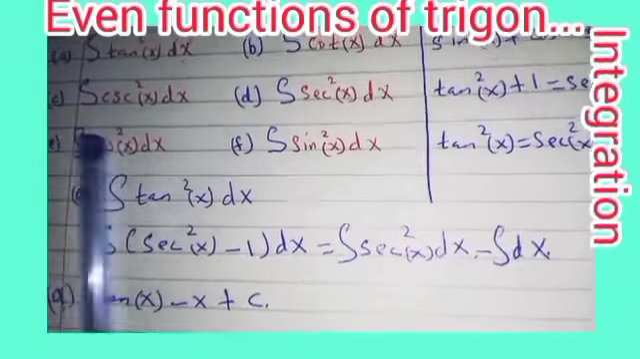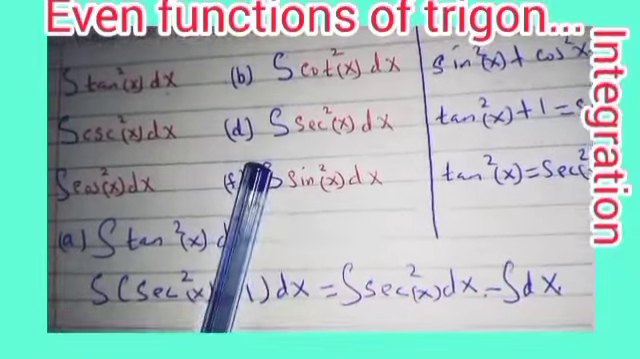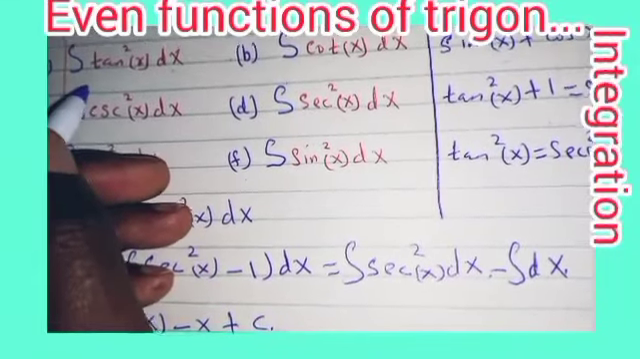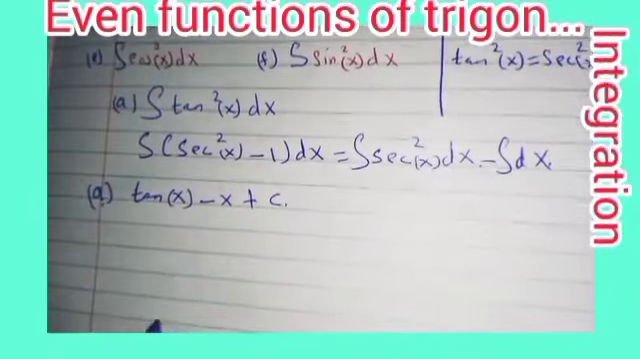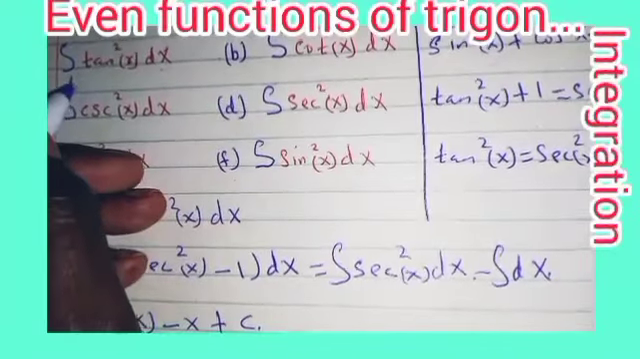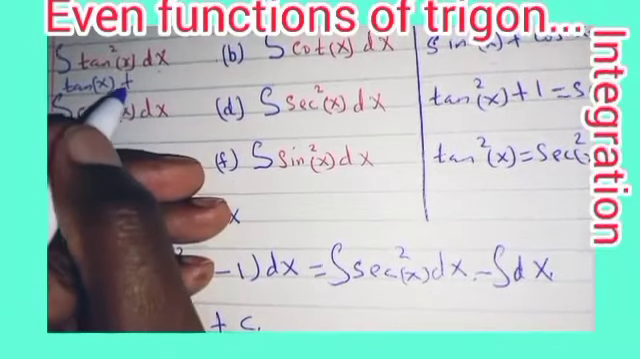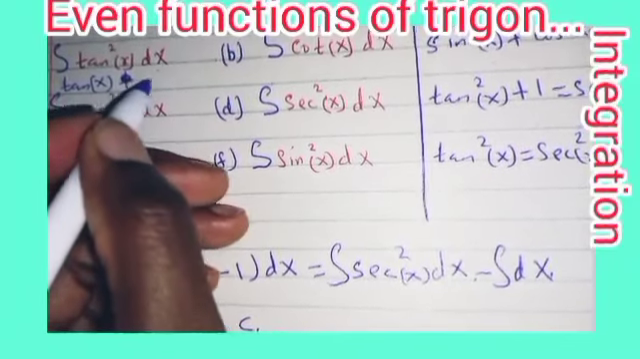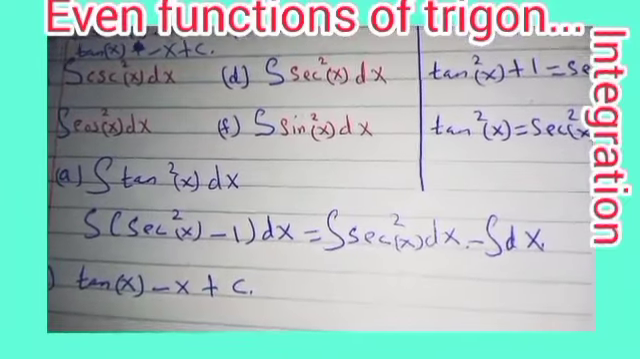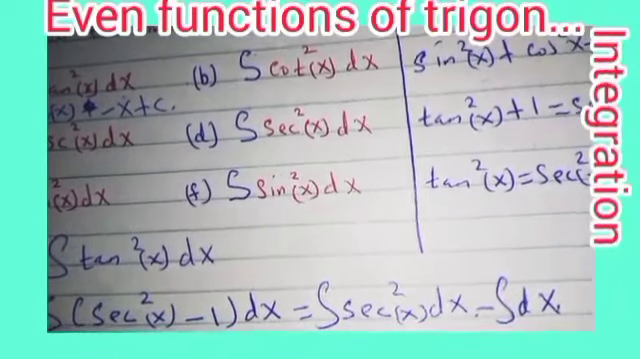The integral of tan squared x is given by tan x minus x plus constant c. That is the result. So we go to part 2.